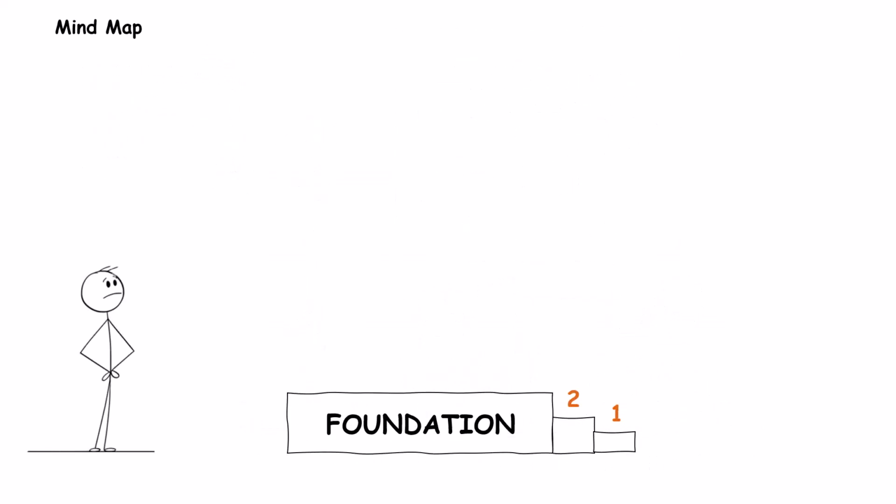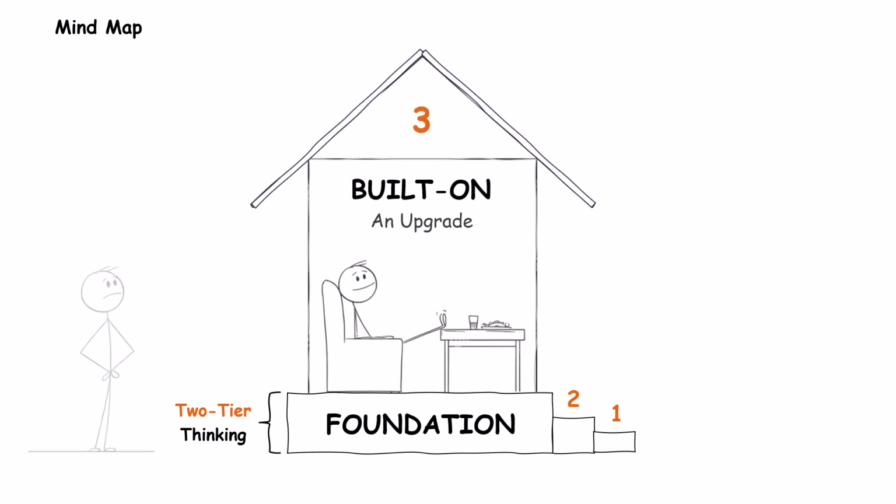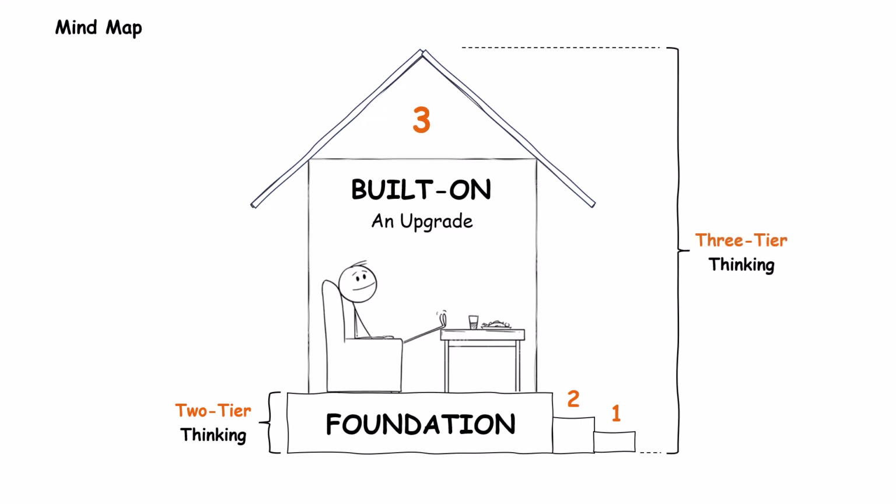Here's a simple and entertaining illustration of mind mapping, starting with a two-tier foundation representing two-tier thinking. A third tier is then added, creating what we'll call a substantial upgrade. This three-tier structure, combining the foundational tiers and the new third tier, is what we'll refer to throughout this course on eternalism as three-tier thinking.